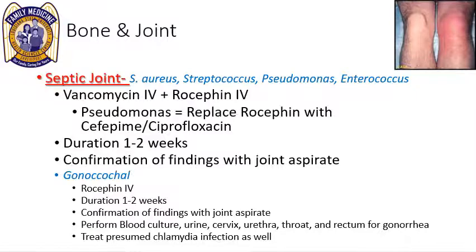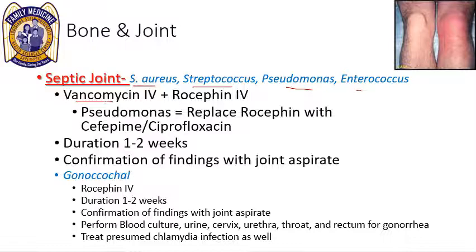So first of all, septic joint, and this would be a red, hot, erythematous joint. It's painful with decreased range of motion. You see the picture right here. Obviously, this is not well. This could be bursitis. This could be a septic joint. This can be an injured joint. It could be trauma. So you really need to think about the common organisms: Staph aureus, Streptococcus, Pseudomonas, and Enterococcus, with Staph and Strep being the most common.